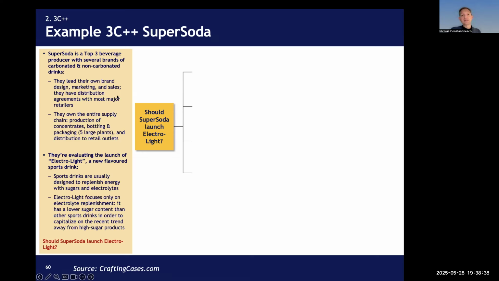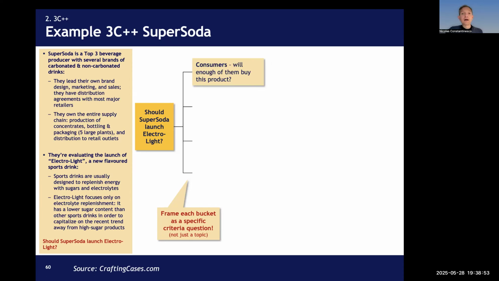And then we could just basically say, and remember, we want to frame this again in the form of questions, questions that give us useful answers. So the question with customers might be something along the lines of, do we think enough of them will want to buy this product? It's another way of saying, is there a big enough market for our product, or can we sell enough? But since we're starting explicitly with the notion of customer, we're going to say, will enough of them want to buy it? Then we move on to competitors.